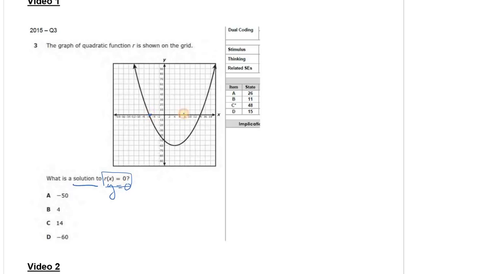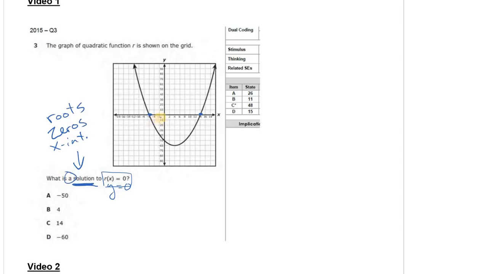So where's our y equal to 0? Here and here. You should also know they could have asked this question by using the word roots, zeros, or x-intercepts in addition to the word solution. All four of those words mean the same. So it wants to know what one of them is.